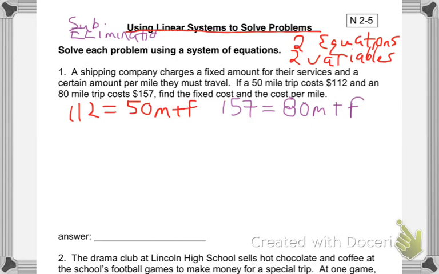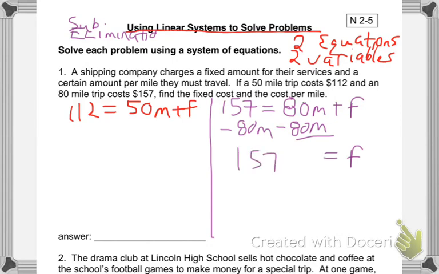So if you look at these equations, you have 50 m's, and you have 80 m's in the purple equation, and you have a single f in both the red and the purple equation. So let's just take this purple equation and solve for the letter f. So if we subtract 80m from both sides, we get fixed cost is equal to $157 minus 80m.